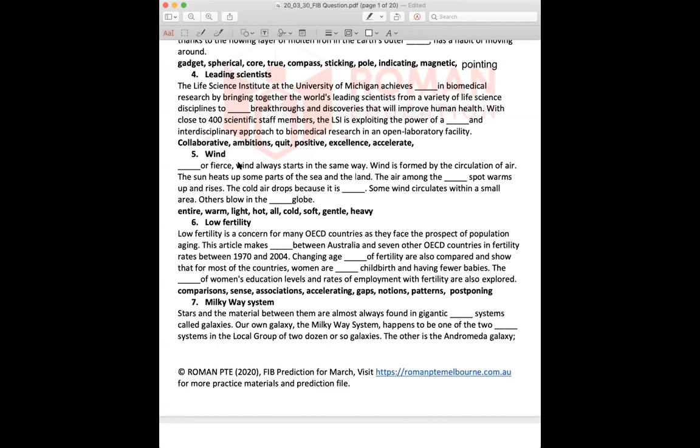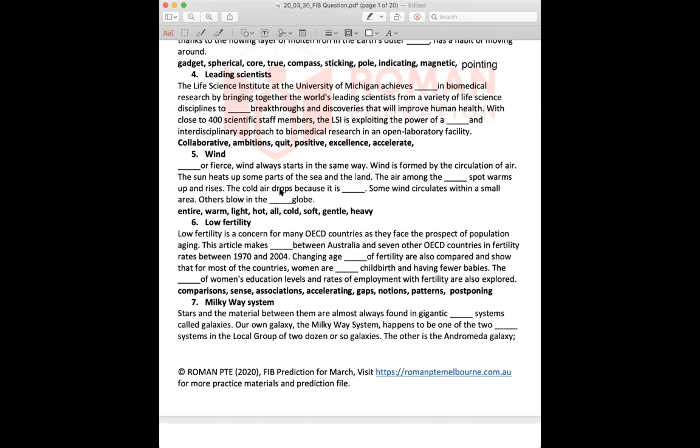Now for wind, which word is used to describe wind which is not strong? We don't say light wind. We don't say soft wind. We say gentle wind. Soft is usually used for touch, used for material. And that's why that's not the right word. Then after that, the air among the spot warms up and rises. Now think about this. Which word often comes with spot? Those of you who use mobile phones perhaps can remember that hotspot is a very common collocation, right? Hotspot warms up and rises. And the clue here is warm as well. So which word could make more sense? Hotspot, because that's why it's warm.